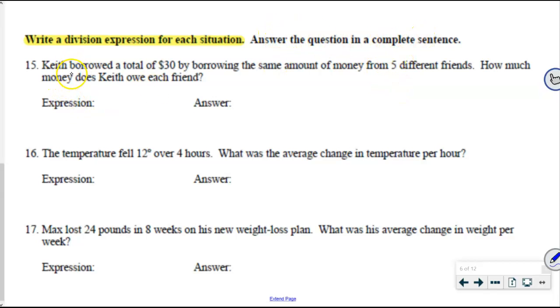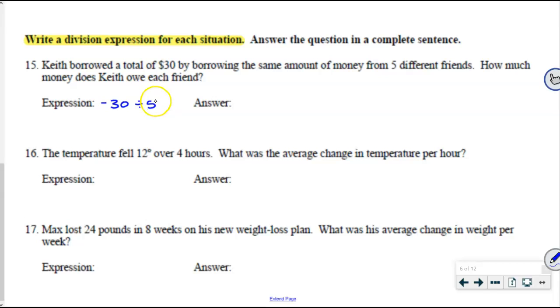So, Keith borrowed a total of $30 by borrowing the same amount of money from 5 different friends. How much money does Keith owe each friend? How are we going to write an expression for this? $30 borrowed, is that going to be positive or negative? That's negative. So $30 borrowed, I'm going to start with -30. And he borrowed the same amount of money from 5 friends. So that amount of money divided by 5. The friends aren't negative. The friends are positive.